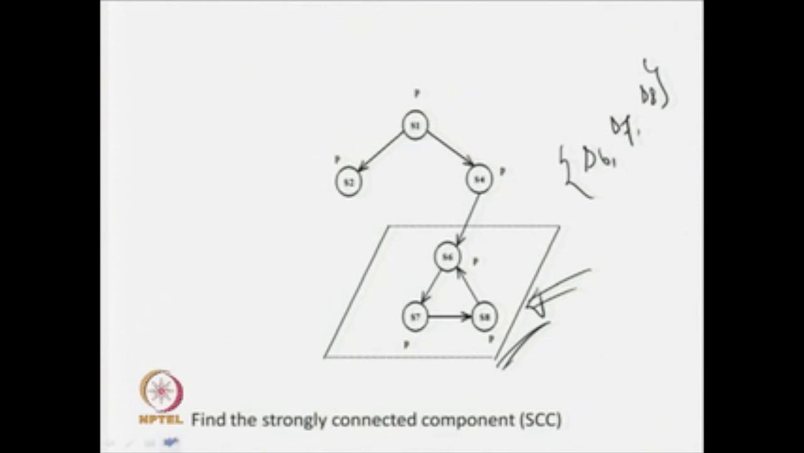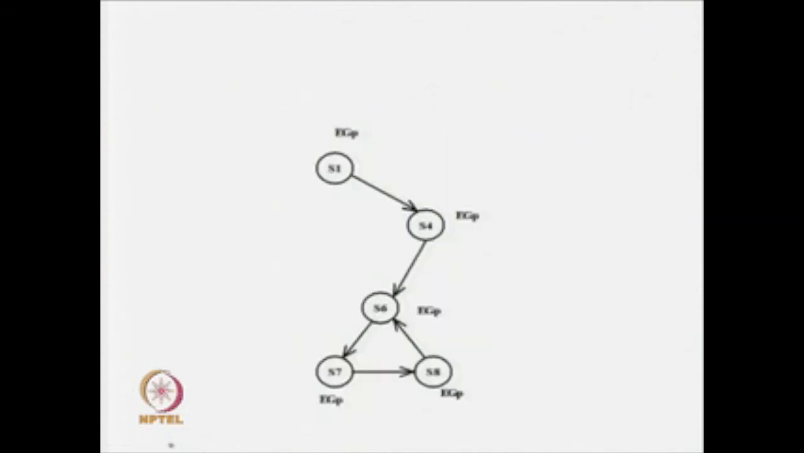Now, what are we going to do now? We are going to have a backward breadth first search from this particular strongly connected component. And if any states can be reached by this backward breadth first search, then we can say that your formula EGP will be true.